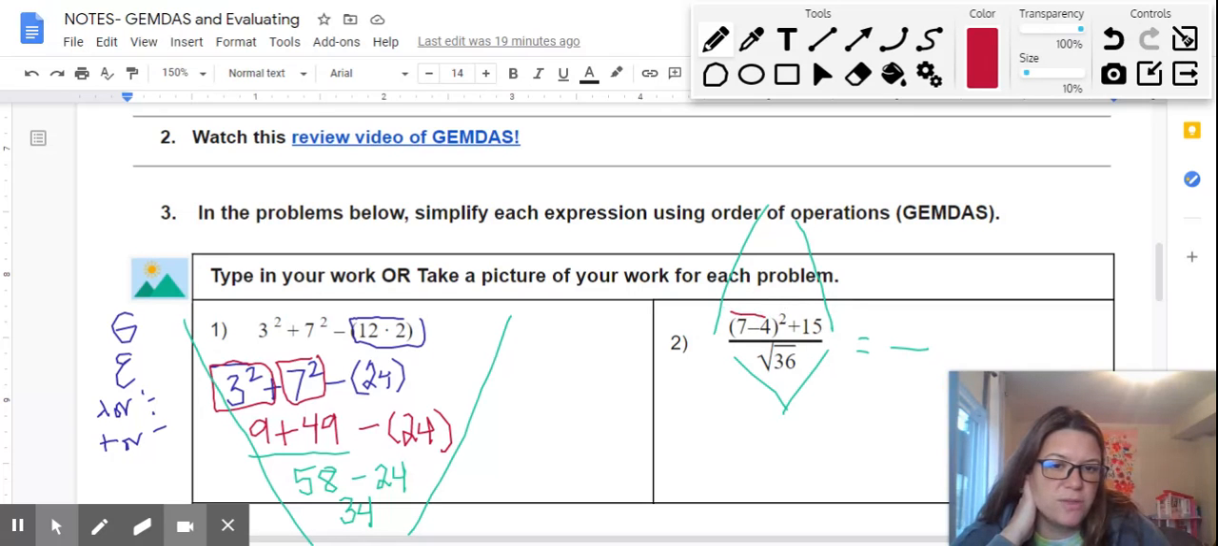So we're going to do 7 minus 4, which is 3. And then 3 squared plus 15. So now I have to do exponents, which is 9. And 9 plus 15 is 24. So that's my answer for the top of the fraction. The square root of 36 is 6. And then I divide these two to get 4. All right, let's check your problems on the back.